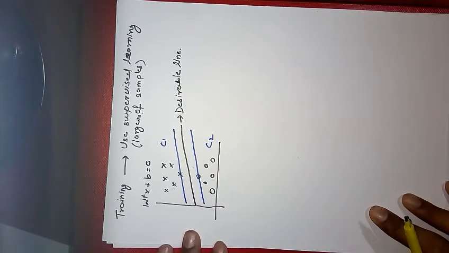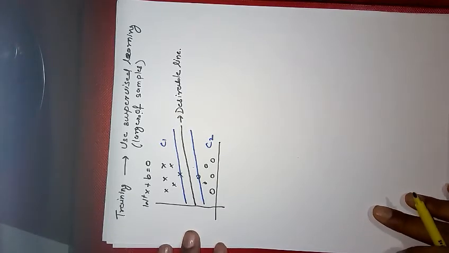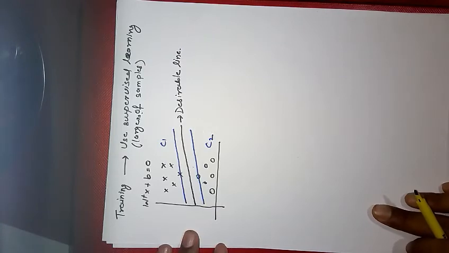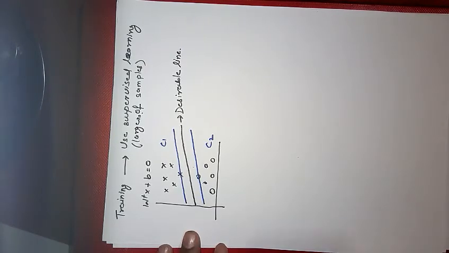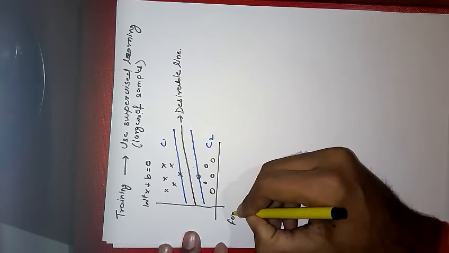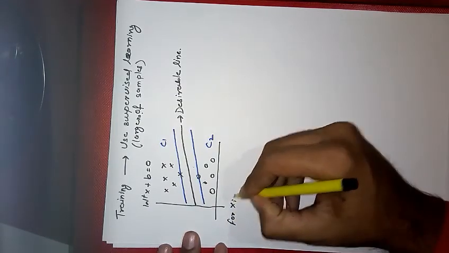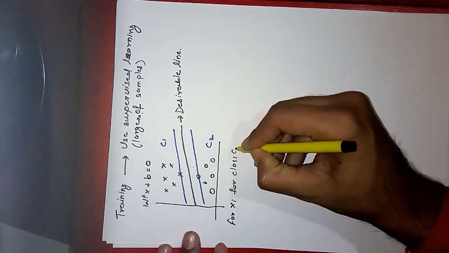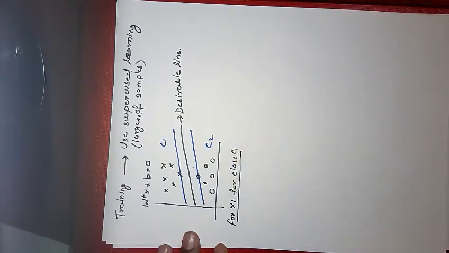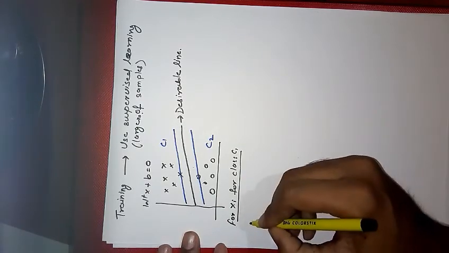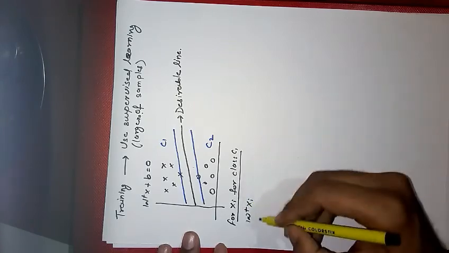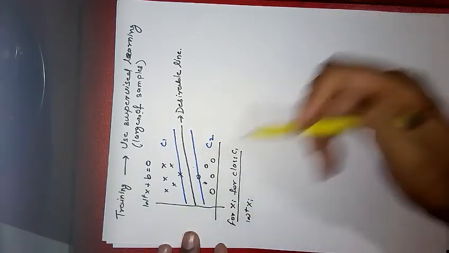So if we try to increase the separating distance from each class of feature vectors, what we have to do now is, for xi for class C1, we will write the equation as w transpose xi, where i is 1 to m, or 1 to n for all features.